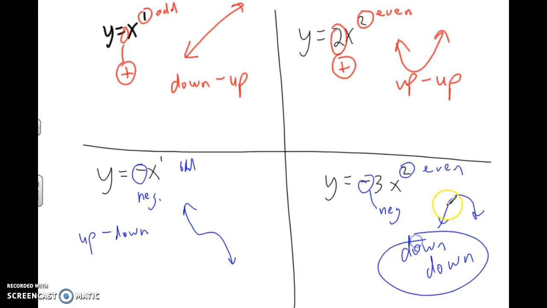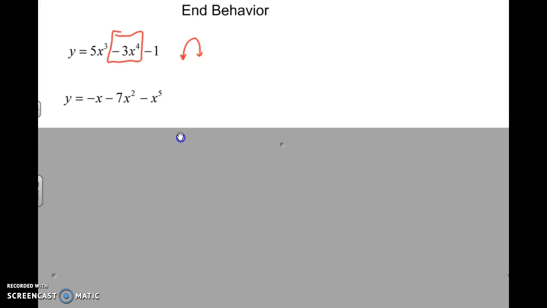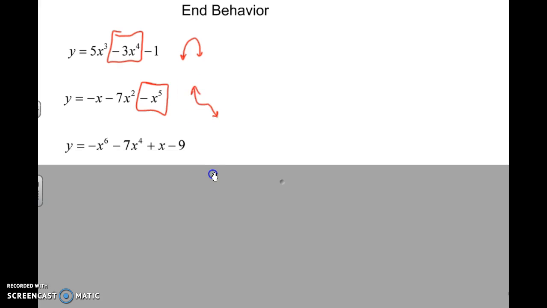You have to think about the degree. The very first term, the monomial with the largest degree, is going to determine it. So like this one, the end behavior is going to be determined by this term. It has the highest degree. That's negative and even, so it's going to be down, down. This one, the largest degree term is negative and odd, so that's going to be up, down. This one is negative and even, so that's going to be down, down.